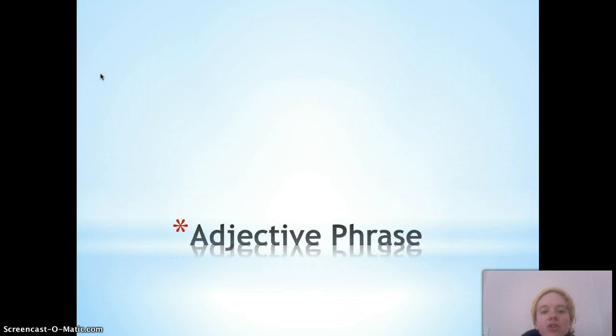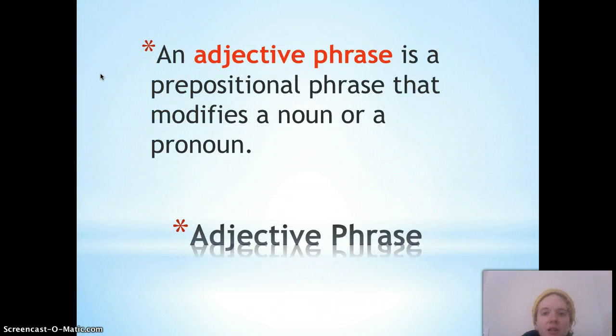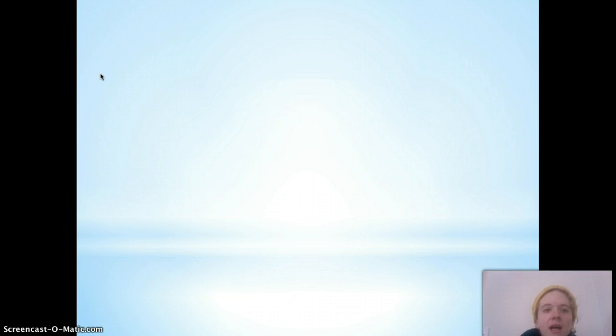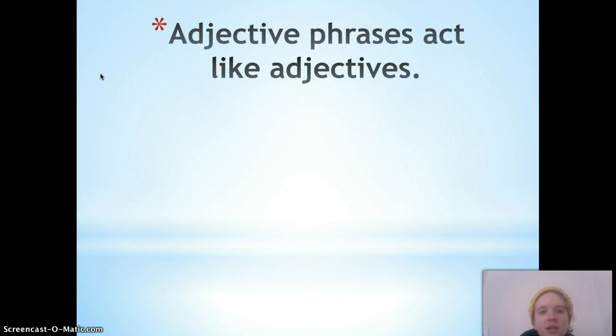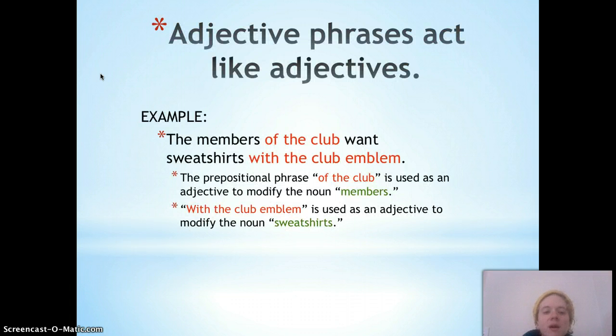So here's that definition of an adjective phrase again. An adjective phrase is a prepositional phrase that modifies a noun or a pronoun. So in a nutshell, an adjective phrase acts just like an adjective. So here are some examples. The members of the club want sweatshirts with the club emblem. So there are two prepositional phrases here, of the club and with the club emblem.